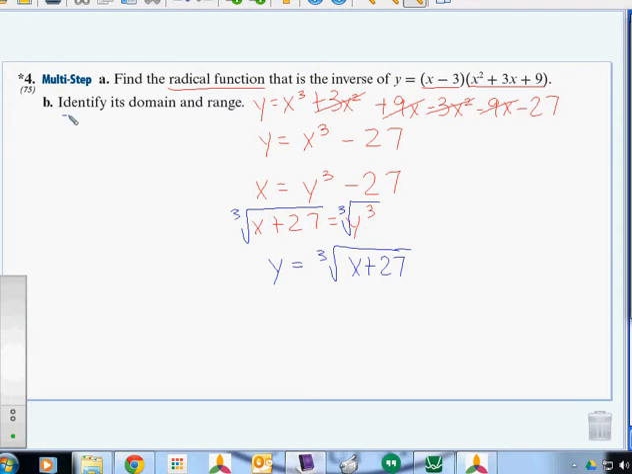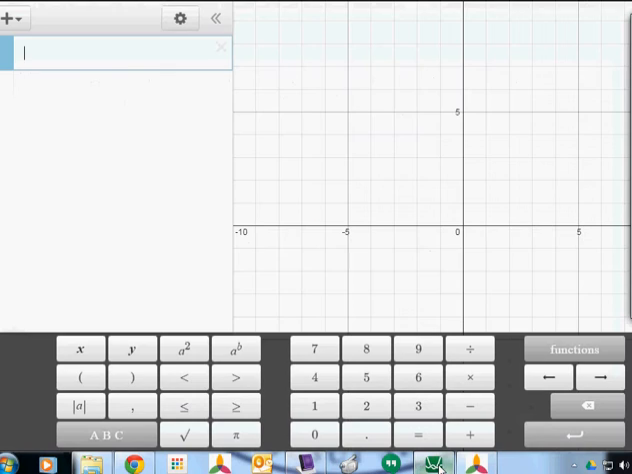So now we need to identify the domain and range. My recommendation, remember, this is all the values of x that you're allowed to use and all the values of y that you could potentially have as a result. My suggestion for this is to actually graph this on Desmos and see what the x values and what the y values are when you graph it, because it's an easy way to just visualize it rather quickly. So I'm going to pull up Desmos and enter this into the calculator.